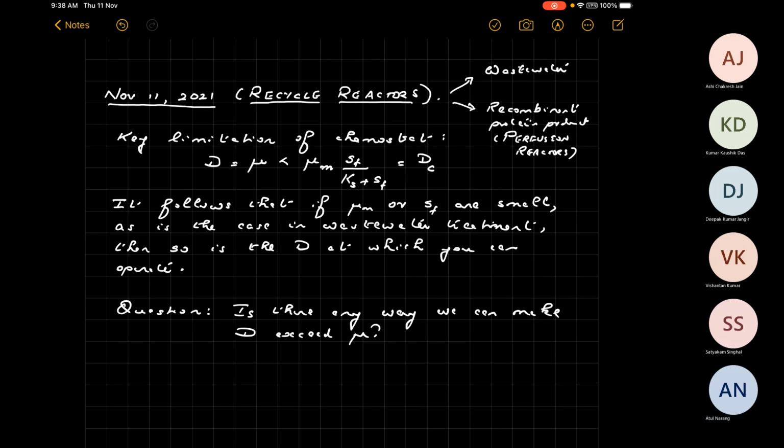So, in wastewater treatment plants, you would be stuck with a very, very low dilution rate, which means that you would not be able to process large volumes. You would be able to process only small volumes, and that would be a big problem. So this is one area where the question arises: is there any way we can get rid of this constraint, D equals mu? In other words, is there any way we can make D become bigger than mu? Remove this restraint by making some design modification.